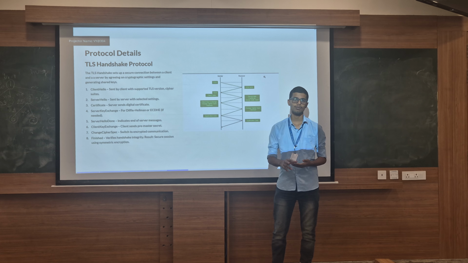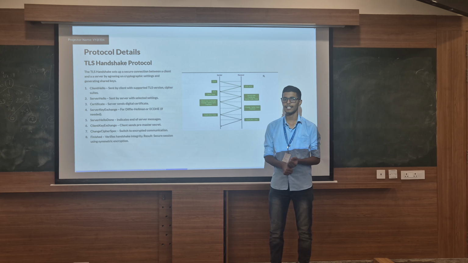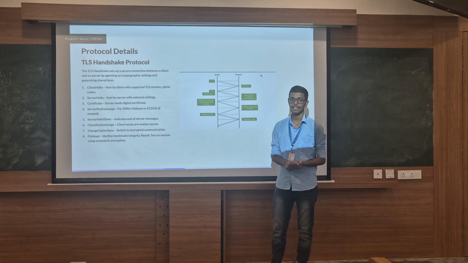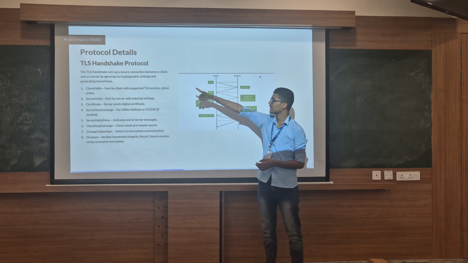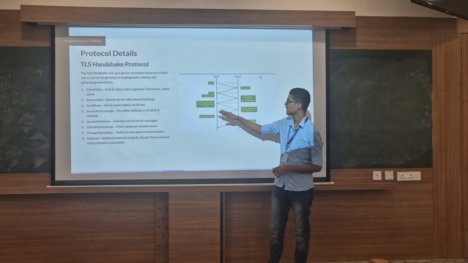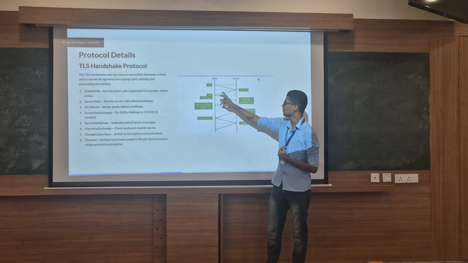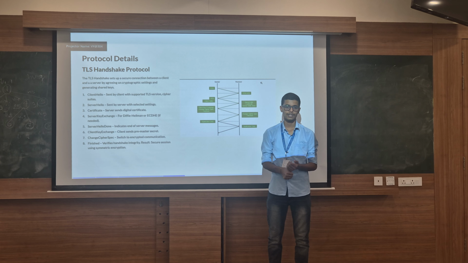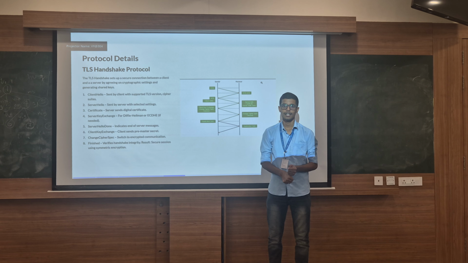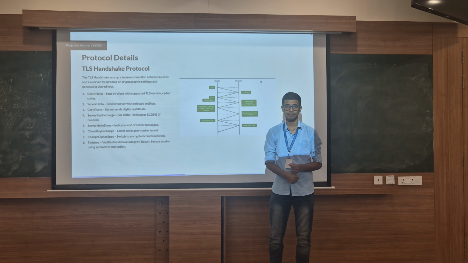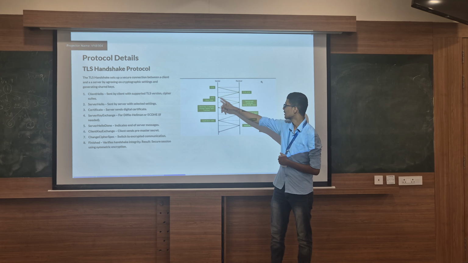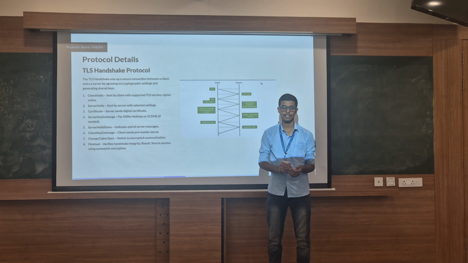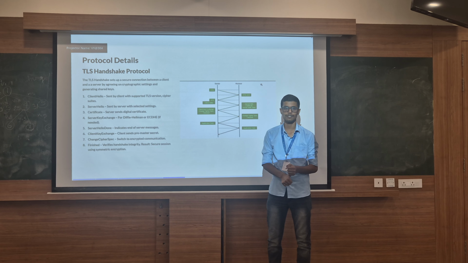TLS has two more important protocols. First is the TLS handshake protocol and the other one is the TLS record protocol. So let's study the TLS handshake protocol first. The TLS handshake protocol is initiated by the client side by sending the client hello message to the server side. This client hello message consists of information like the chosen cipher suite, the chosen TLS version, and other information like compression methods. In response to this client hello message, the server sends its server hello message to the client side, which contains the chosen TLS version and the chosen cipher suite.